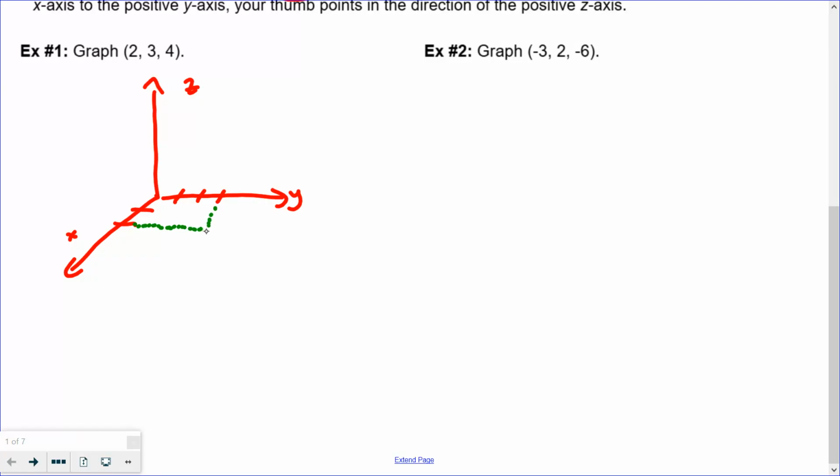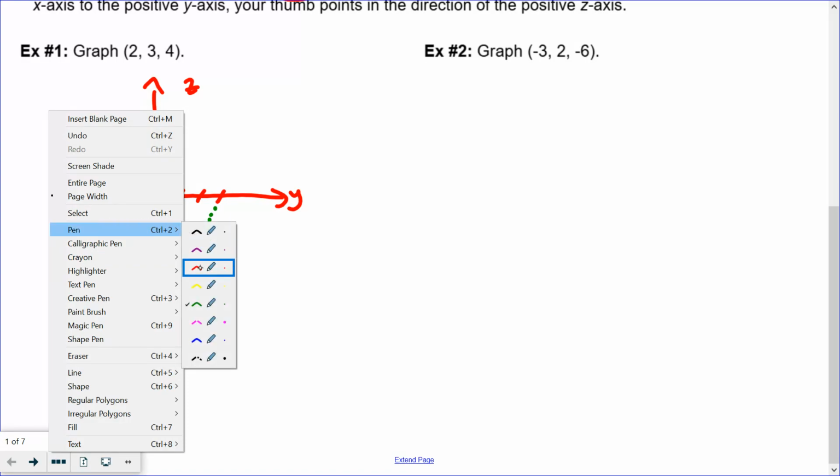And where they meet is where I'm at. That would be this point right here. It's not my point yet, 2, 3, 4, but that would be 2, 3, 0. Hopefully you can visualize it right there. And drawing these little tick marks parallel to one another, I think it did kind of help it out.